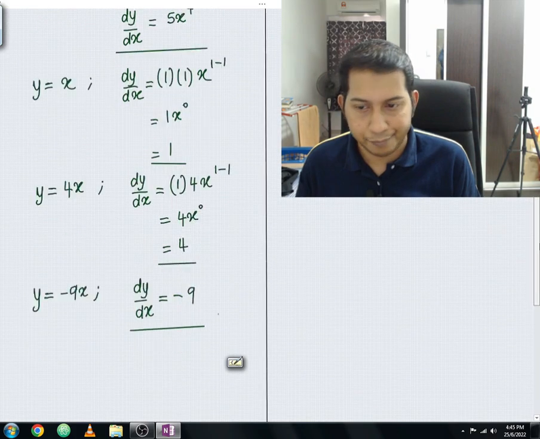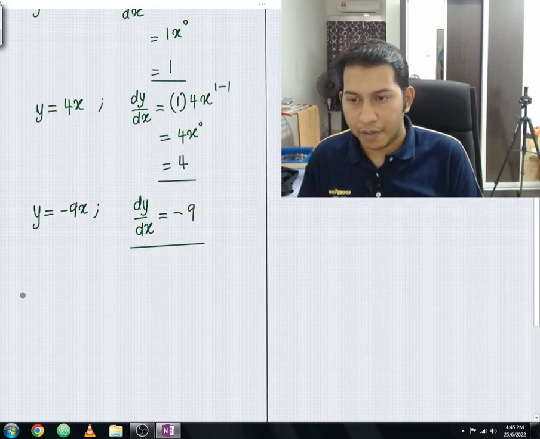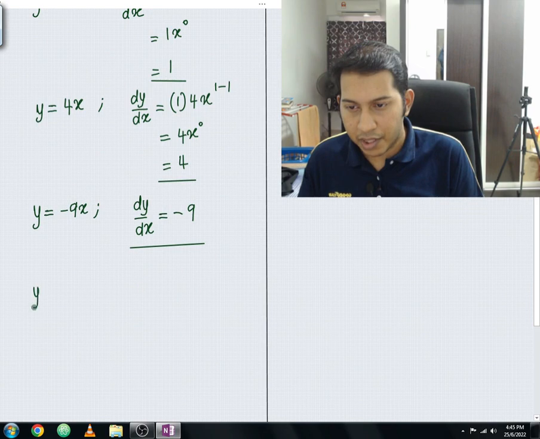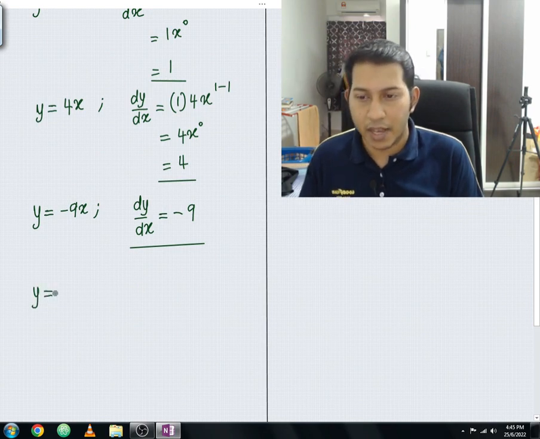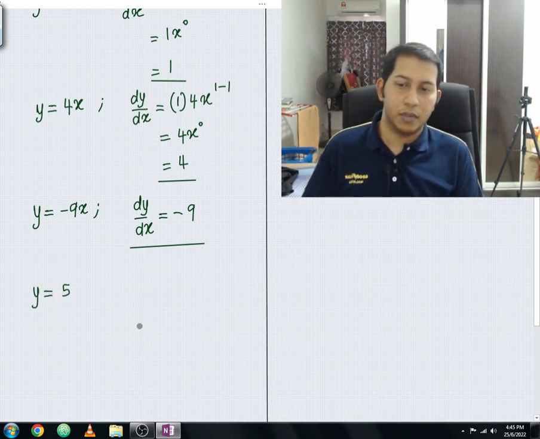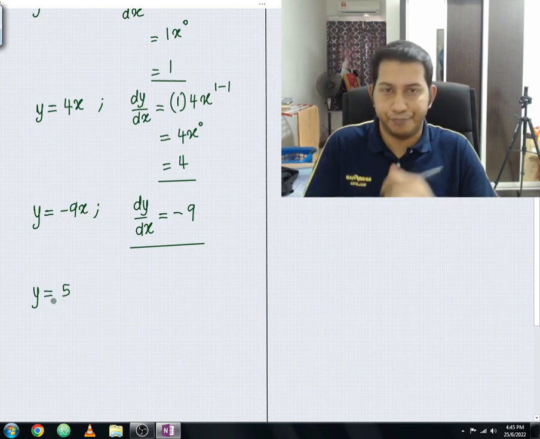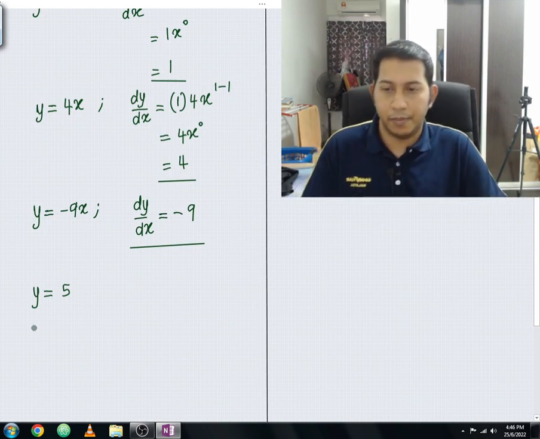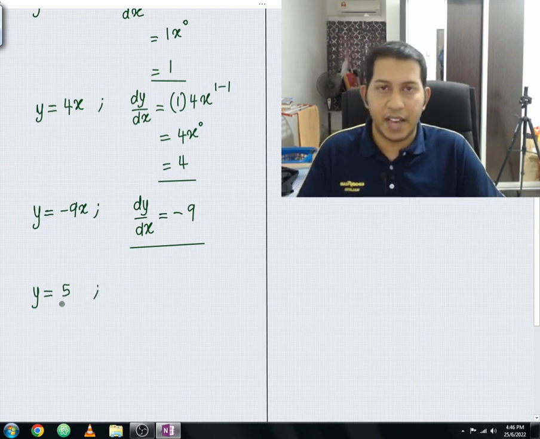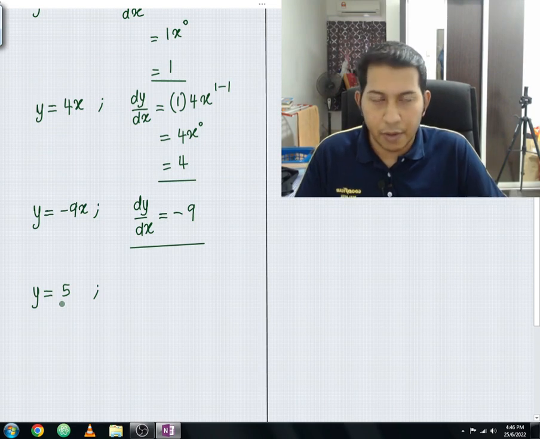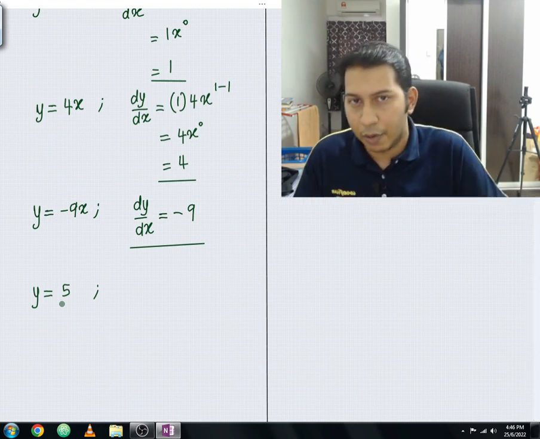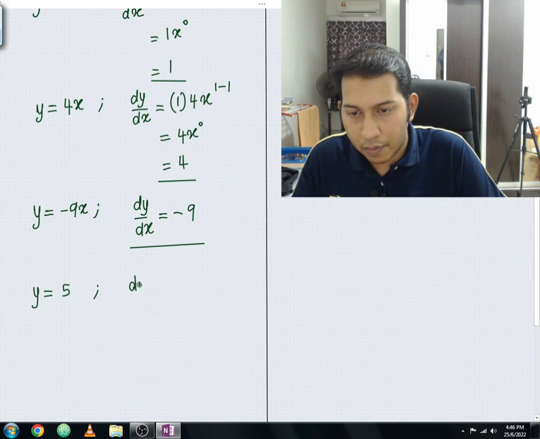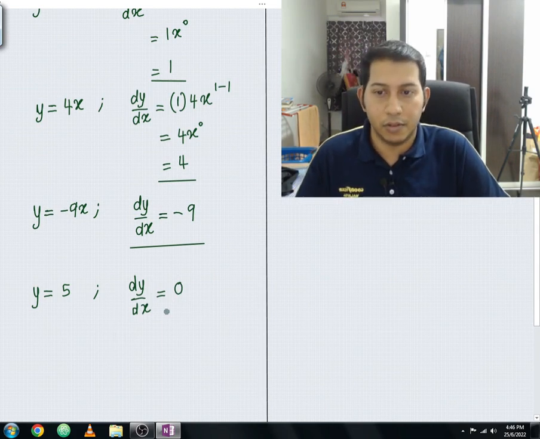So what if you have a function which is a constant itself? Let's say y equals 5. What will be the differentiation of this? Whenever you meet any constant, let's say 5, 50 or 5000, when you differentiate a number or any constant, your differentiation will always be equal to 0. Your dy over dx will be equal to 0.